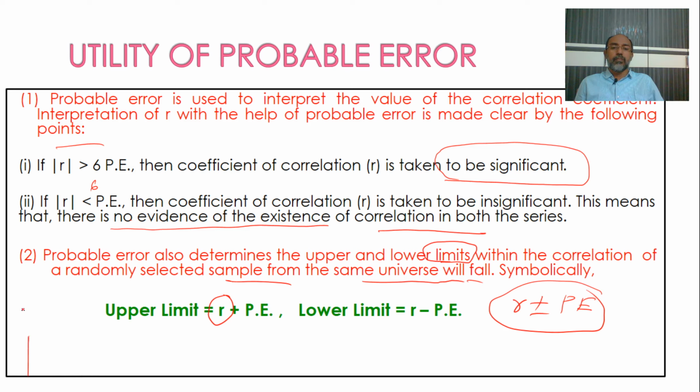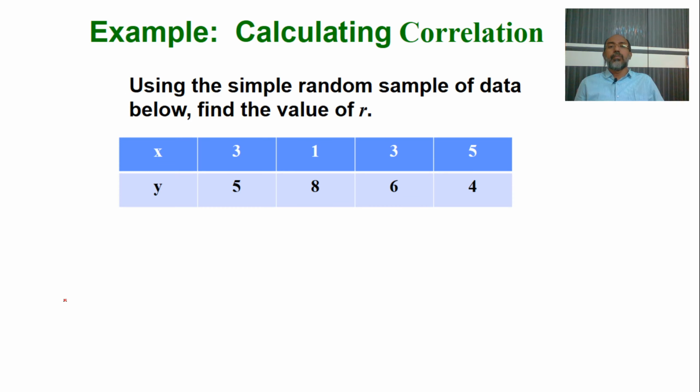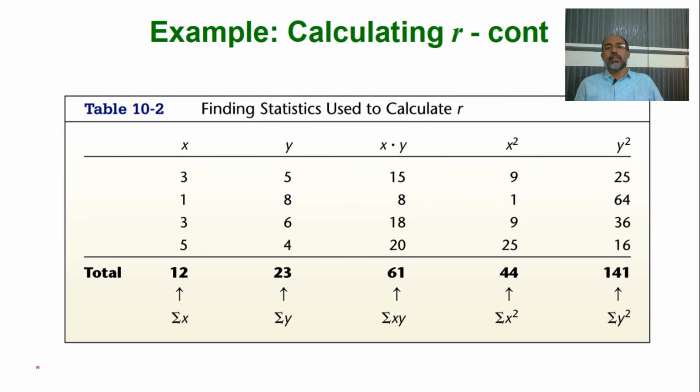We go with one example. It is based on what we call individual data. So only x is given, y is given. So this is called individual type data. For easy understanding, it is given, and we are asked to calculate the correlation coefficient.